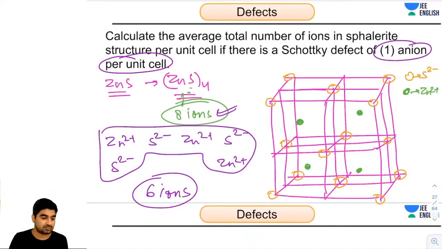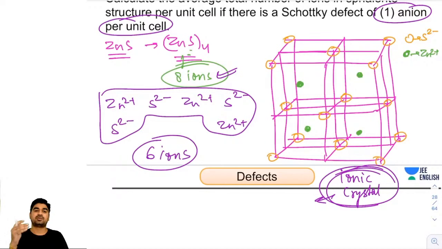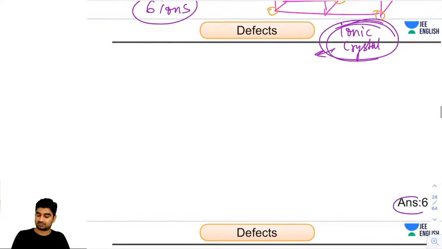Yes, Triveni, if you want the answer to it, just revise my ionic crystal lecture, I think it was lecture number 6. After this class, you will find all your answers. Tell me if you have any doubt. Any doubt, guys? So the answer will be 6. Got it? Any doubt, please ask.